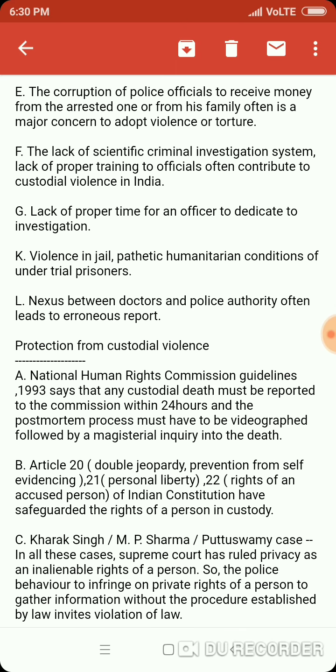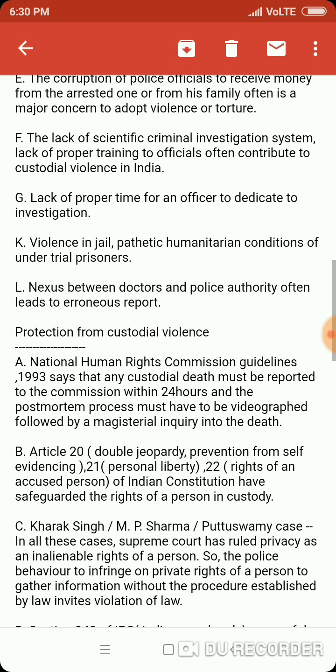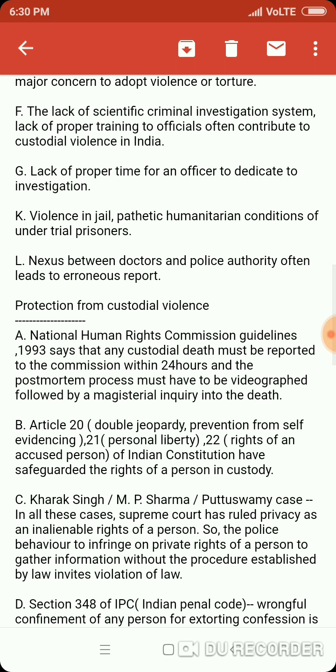Lack of proper time for an officer to dedicate to the investigation. In India, a police officer, as per some surveys, gets very little time to investigate a case because they have to dedicate their time to the protection of political persons or other unnecessary cases. That's why they want to solve cases in an immediate way, using some inhuman approaches. Violence in jail and pathetic humanitarian conditions of undertrial prisoners.